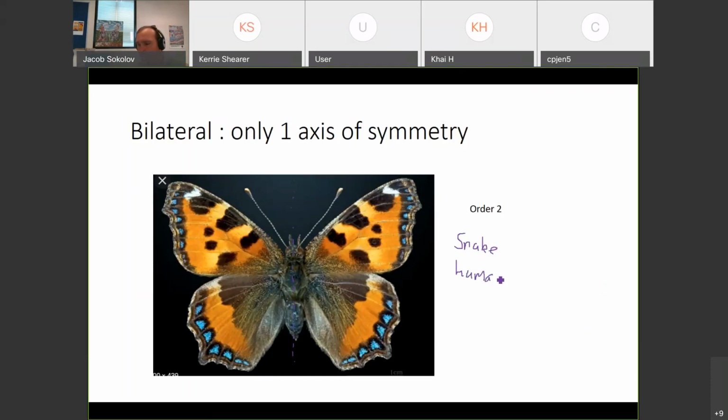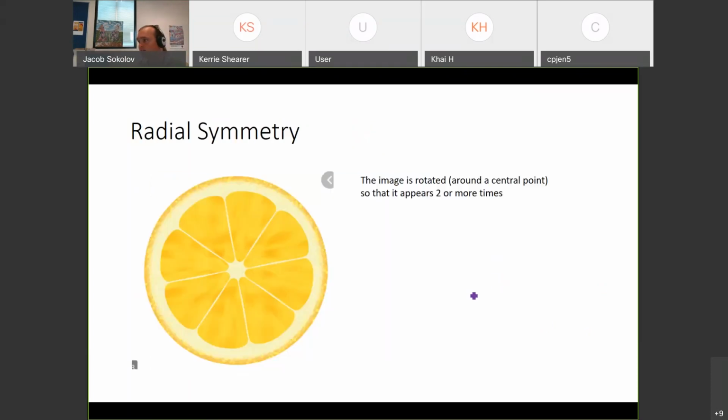And how am I going for time? I think I've just gotten to the end. The other type of symmetry we have is radial symmetry. So multiple sections can be rotated. We're at the end of the lesson, guys. Yep, an apple definitely has radial symmetry.